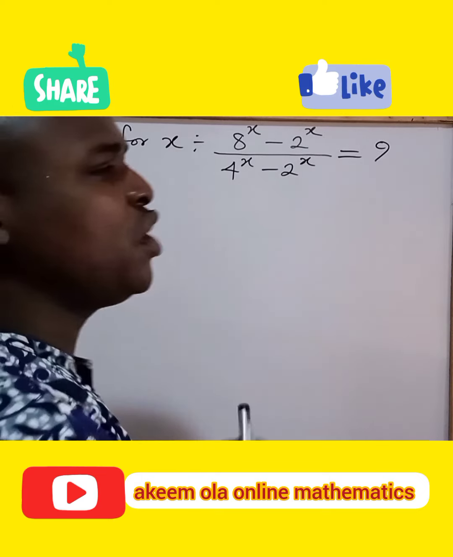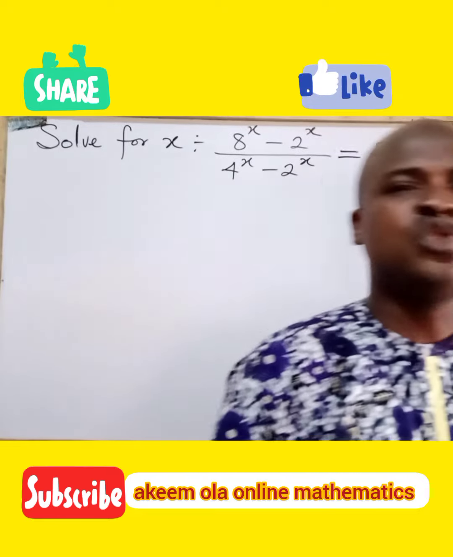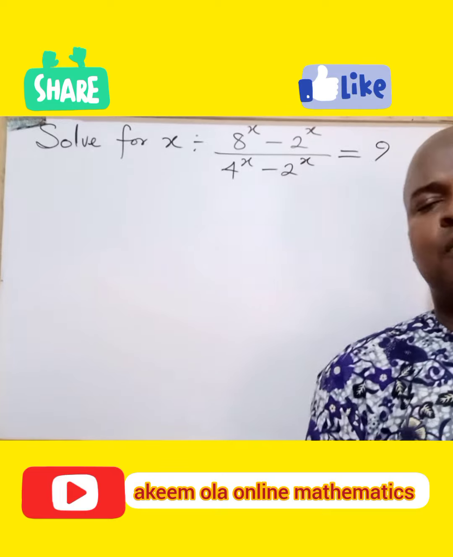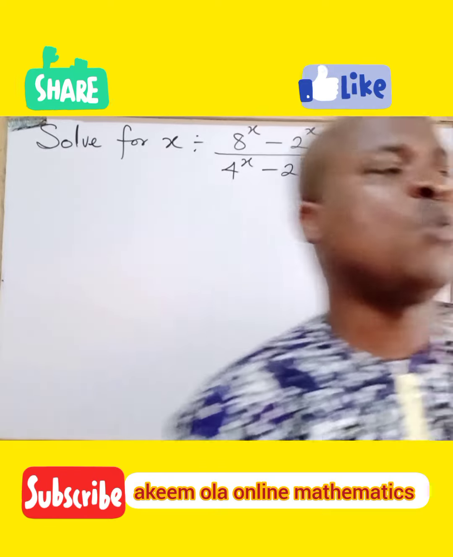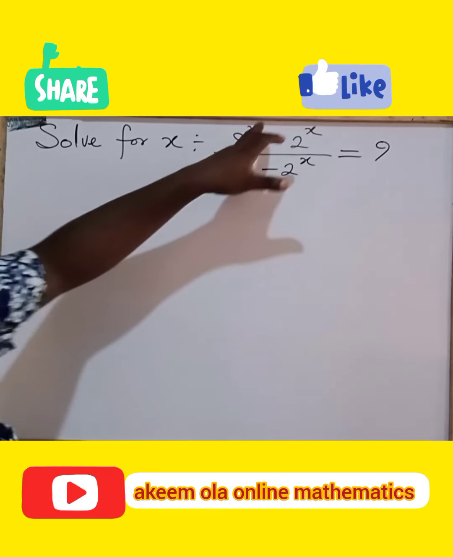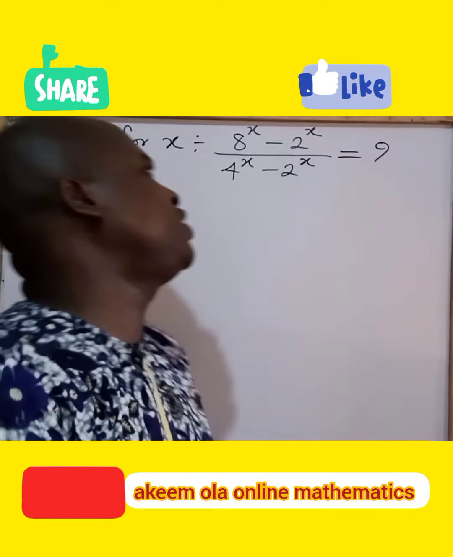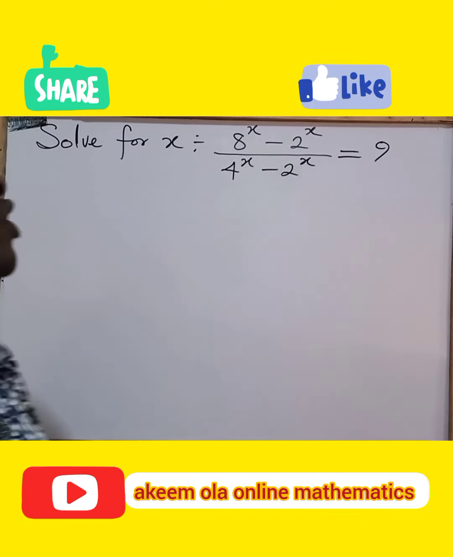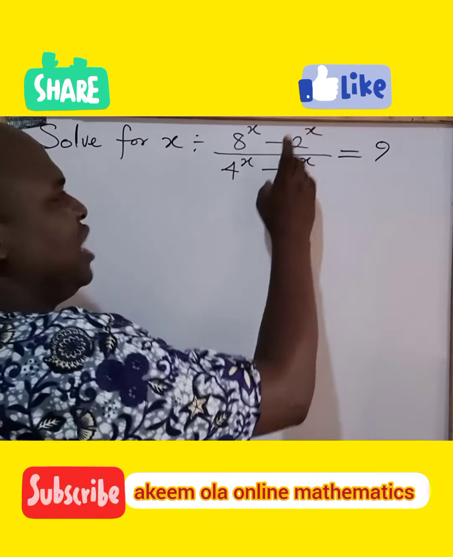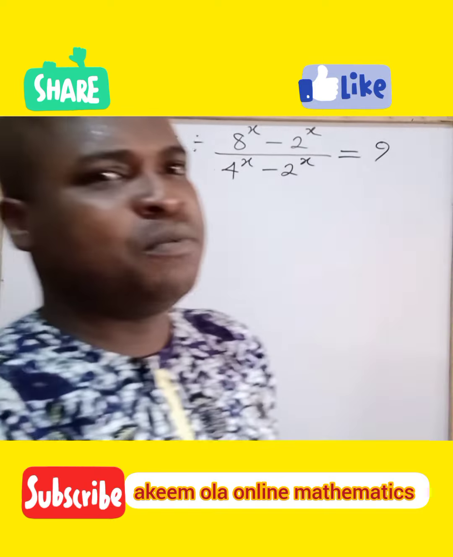As you know, solving questions on exponential equation always involves the use of the law of indices. We are going to apply the law of indices to solve this particular question on the board. We have here 8 raised to the power of x minus 2 raised to the power of x, everything all over 4 raised to the power of x minus 2 raised to the power of x. As you can see, 2 raised to the power of x and 2 raised to the power of x in both numerator and denominator are already simplified.